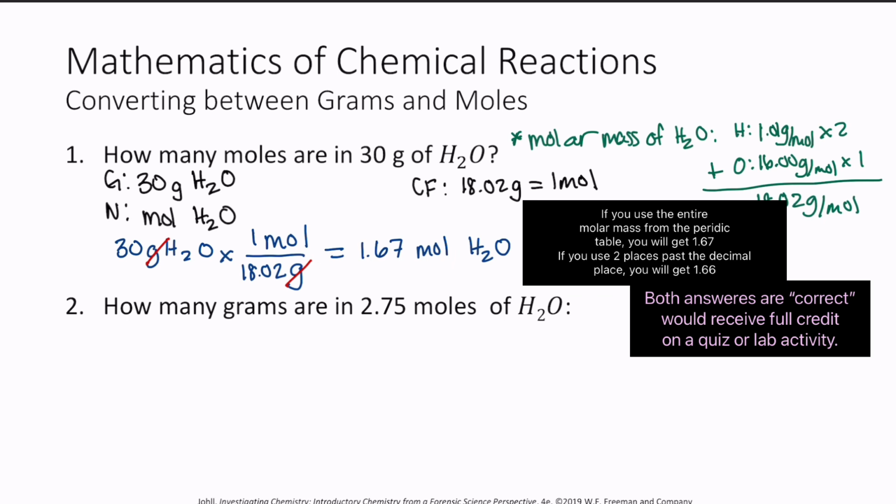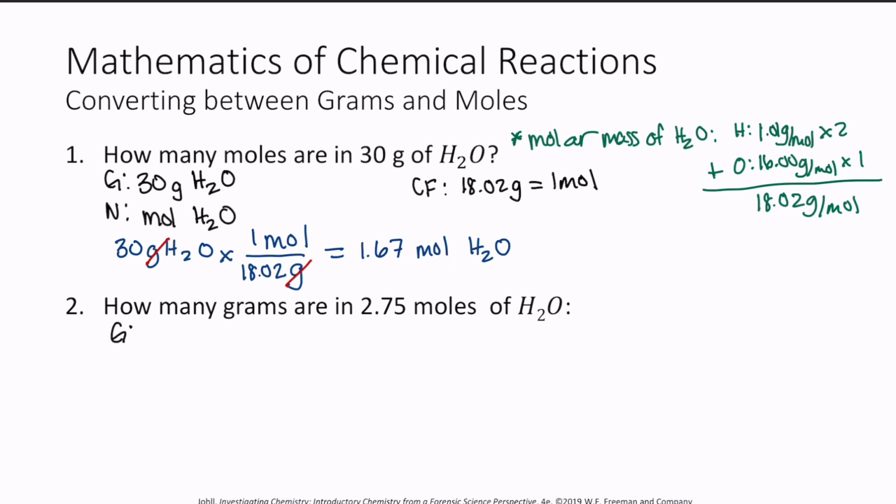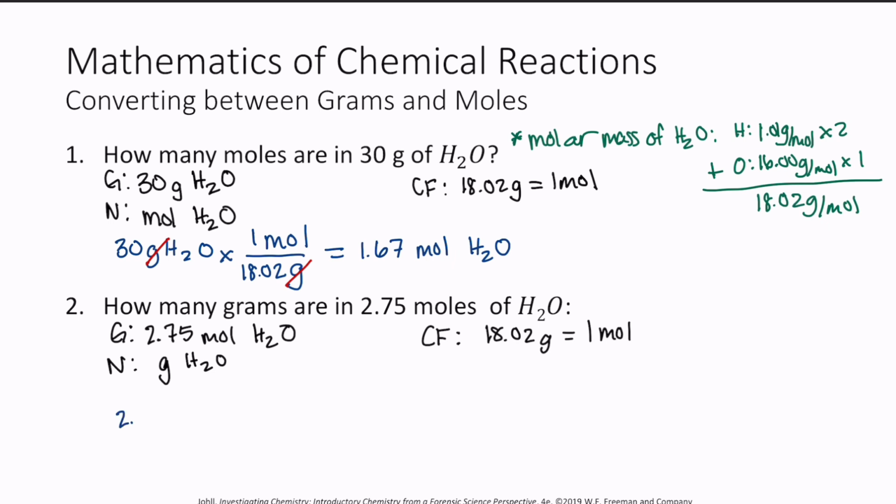All right, let's look at this. My given is now 2.75 moles H2O, and my need is grams of H2O. Notice we're still going between moles and grams, and I'm still going to use my molar mass. This is nice because I don't have to calculate a new molar mass. I can use the one I already calculated from the previous problem. So I'm going to start with my given, 2.75 moles of water, and then I'm going to use my molar mass to convert into grams.